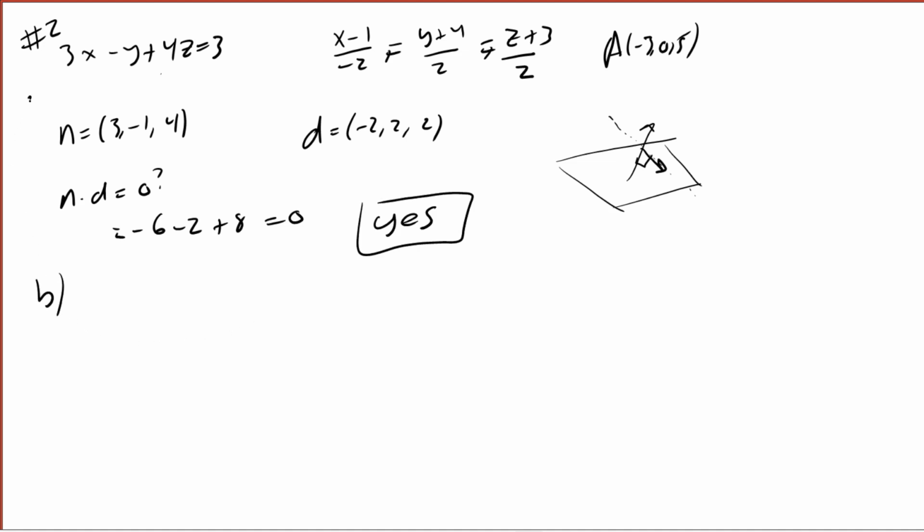B. Okay, determine whether A lies on L. Well, we just plug it in, right? So here we have minus 4 over minus 2 equals 0 plus 4 over 2 equals 5 plus 3 over 2. All of these are equal, right? This is 2, this is 2, this is 2. Yes.